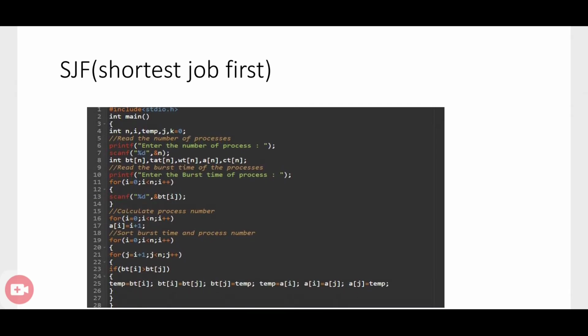Which job or which process is the shortest one? It will be executed first. So how to find out the shortest job?